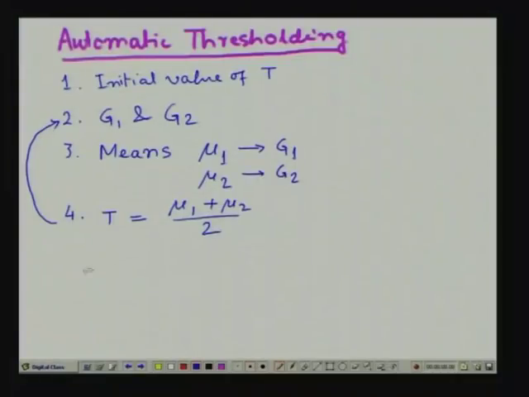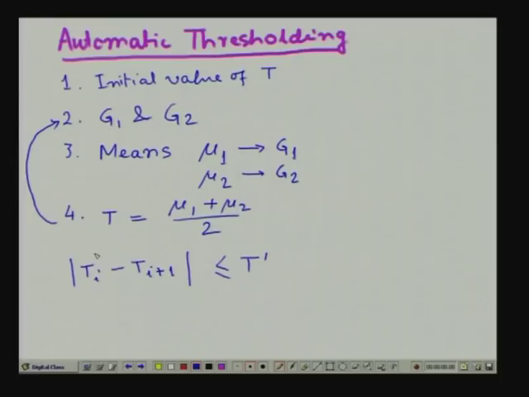This entire process will be repeated until the variation in two successive iterations in the computed value of T is less than some pre-specified value. That is, the operation has to continue until the threshold value in the ith iteration, T_i, and in the (i plus 1)th iteration, T_(i+1), differ by less than or equal to some pre-specified value, say T prime. When I attain this condition, I stop my thresholding operation.